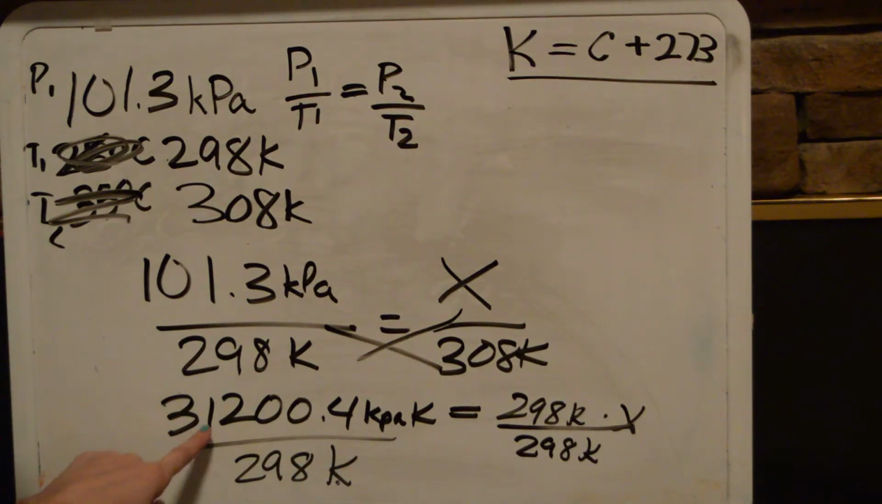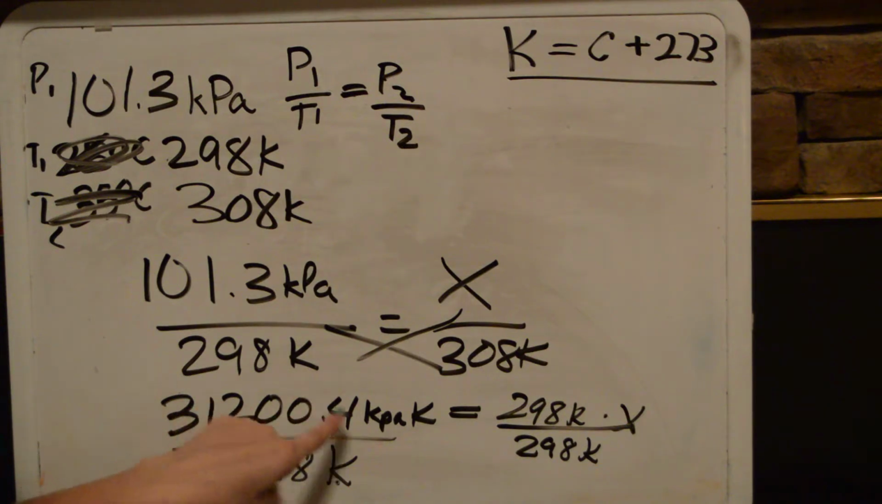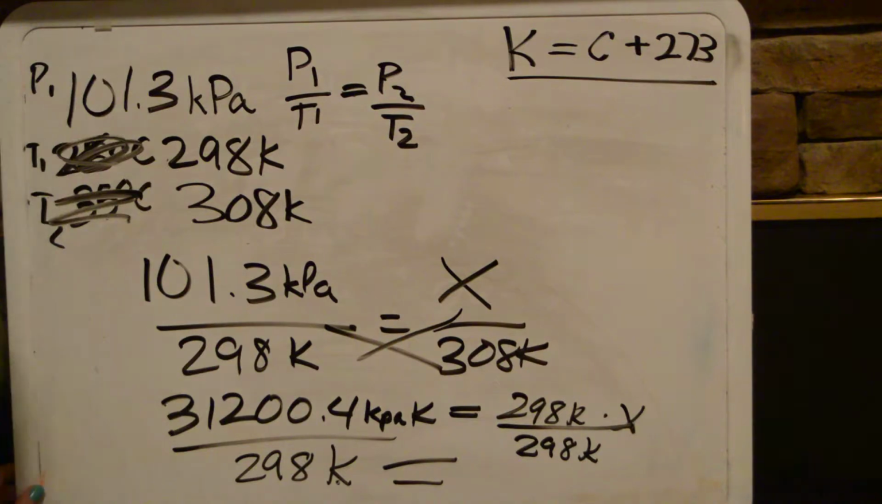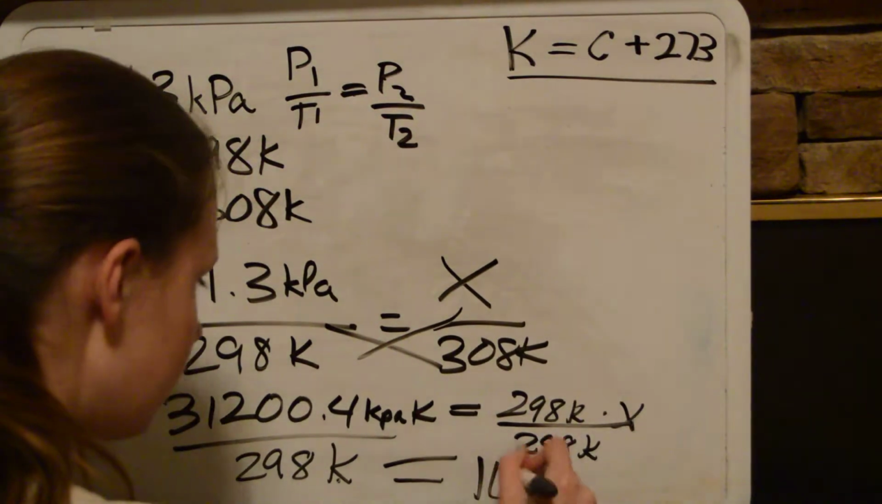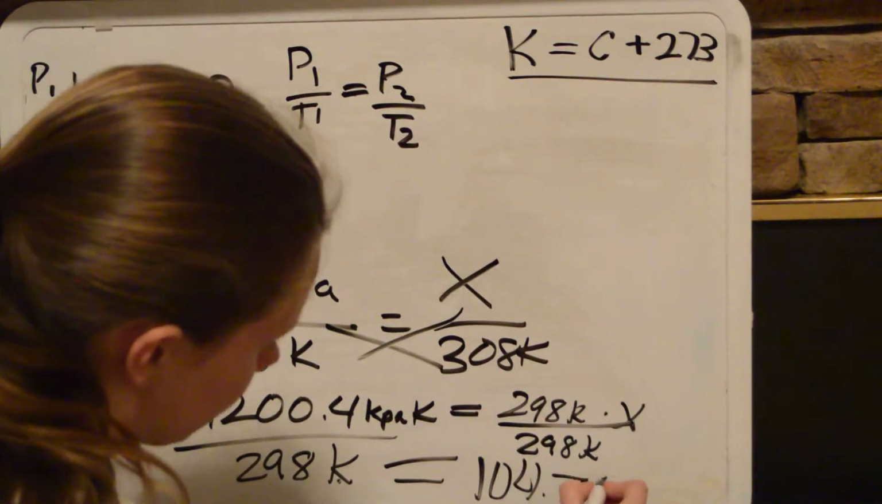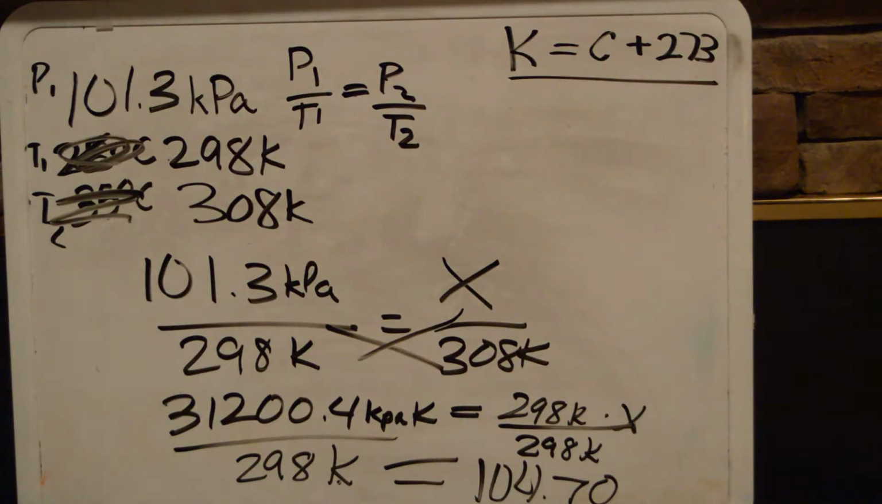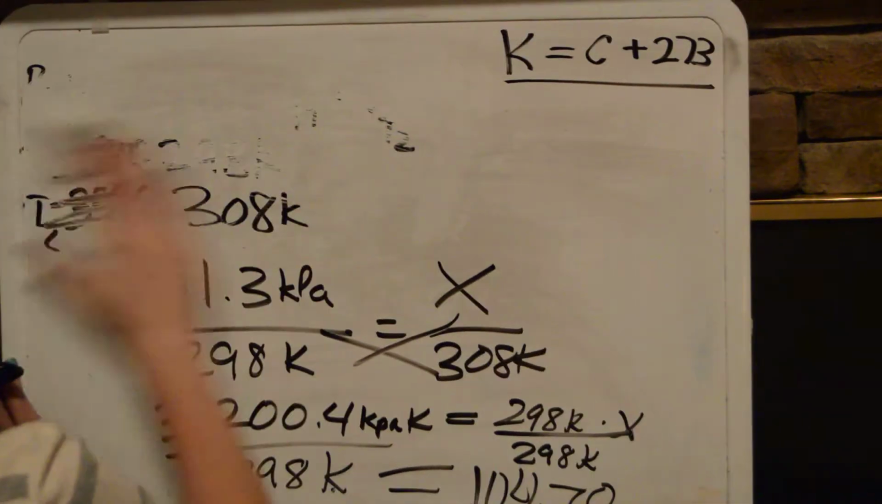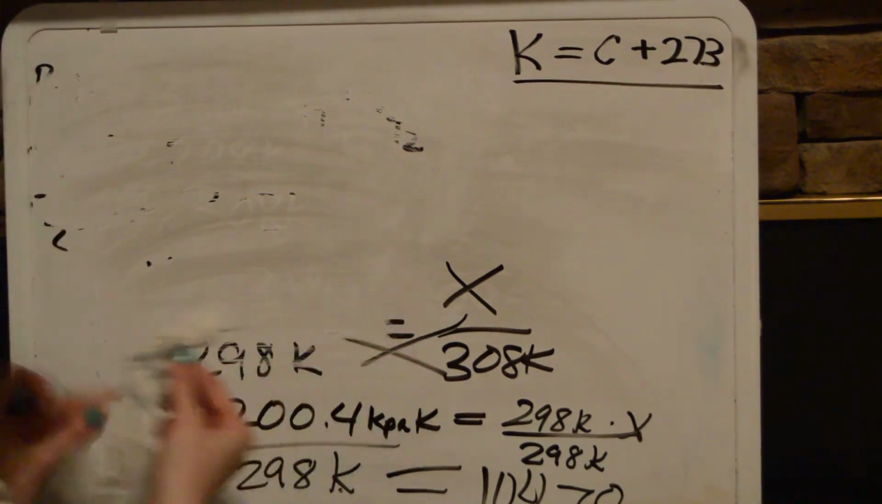So 31,200.4 divided by 298 is, get your calculators out, ladies and gentlemen, 104.70 because you're going to round. So that's that problem. Man, we are just flying through these. All right, on to the next one.